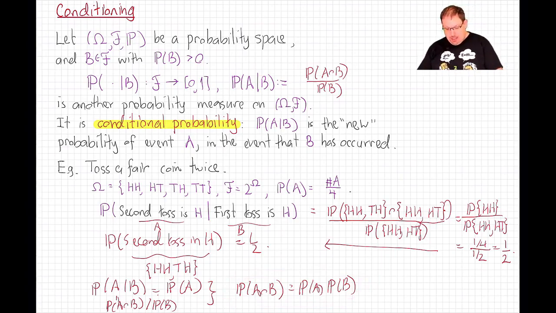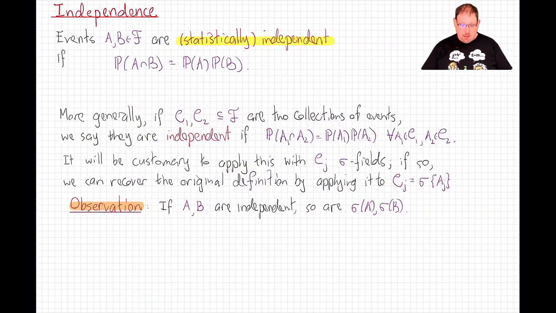And so we see that in this case, these two events are statistically independent. The likelihood of one of them occurring does not change when given information about the other. So that's our formal definition. Two events in a probability space are called statistically independent if the probability of their intersection is the product of their probabilities. This makes sense even if one or both of them have probability 0.